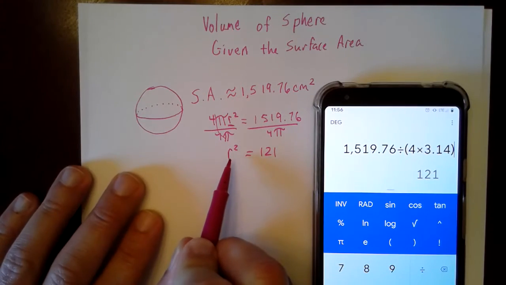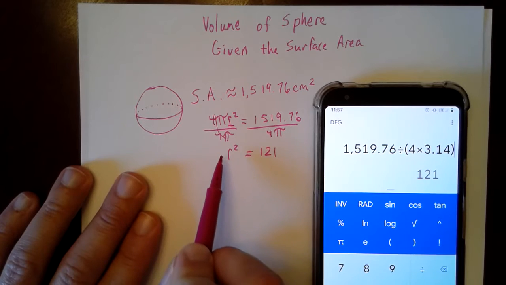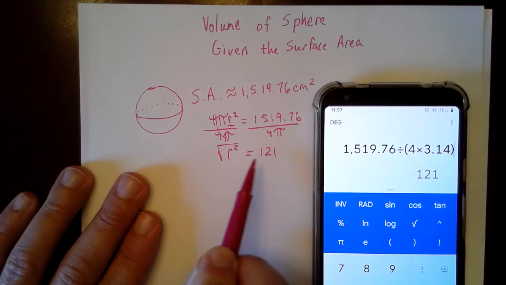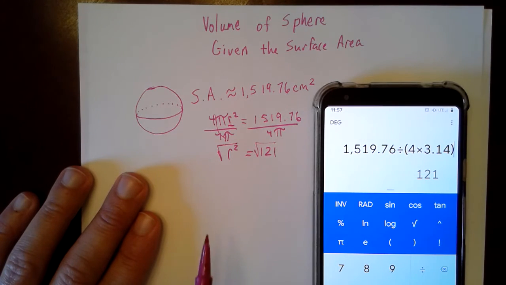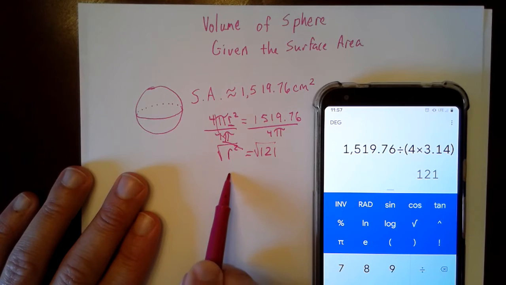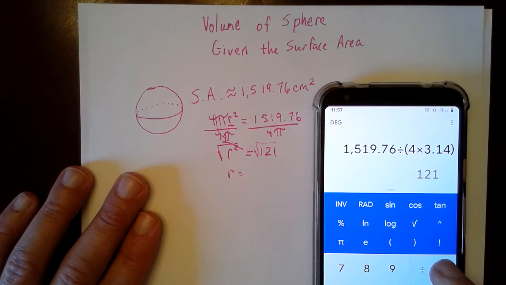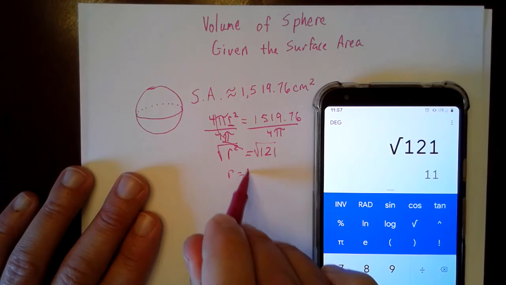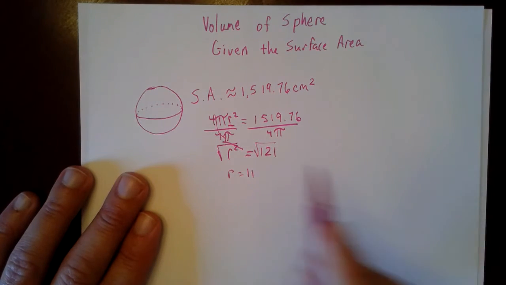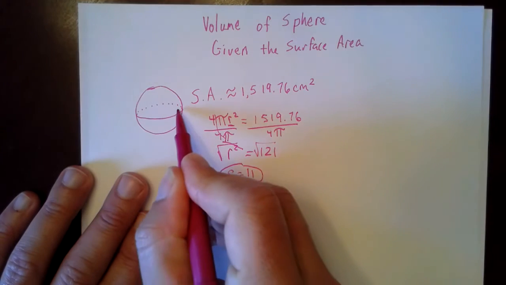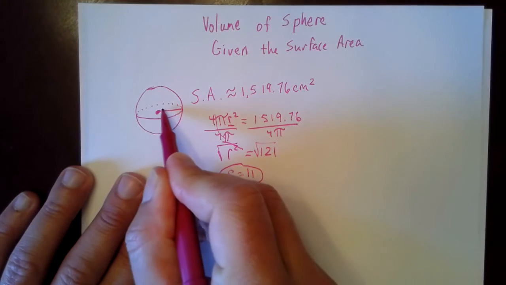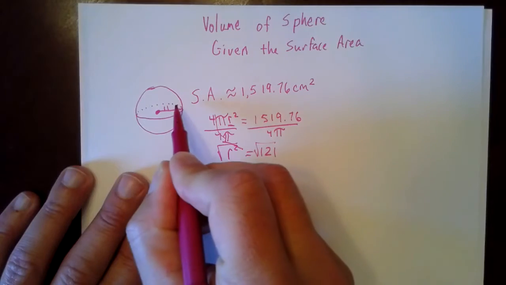So now I don't want the radius squared, I only want the radius. So recall, we just take the square root of both sides. The square root and the square cancel out, and we're left with, if you're not sure what the square root of 121 is, it is 11. All right. So now I know the radius. I have now found the radius of this sphere to be 11 centimeters.